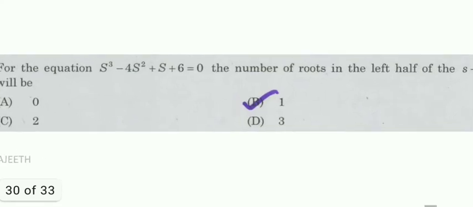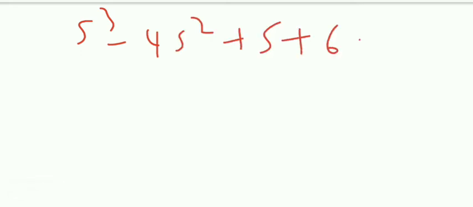Let us see, what is my equation? s cube minus 4s squared plus s plus 6 is equal to 0. This is an unstable system because this equation has a negative coefficient. If your equation has a negative coefficient, it is surely an unstable system. So some of the roots should be lying on the right side of the s-plane. Okay, let us see the Routh-Hurwitz criterion.